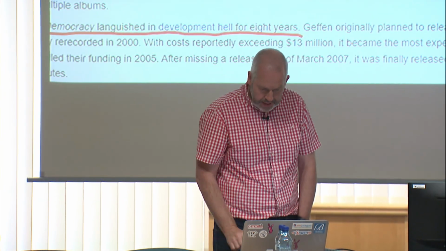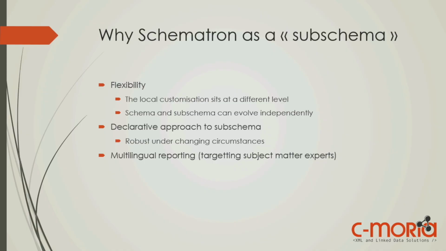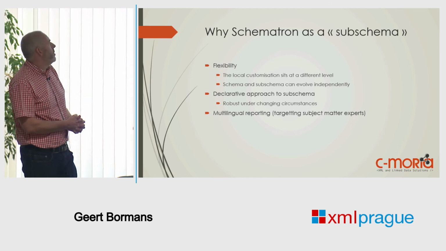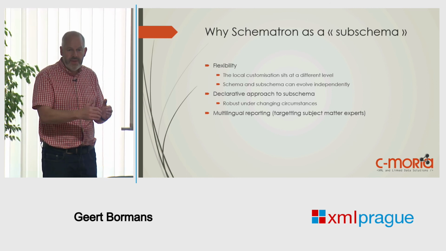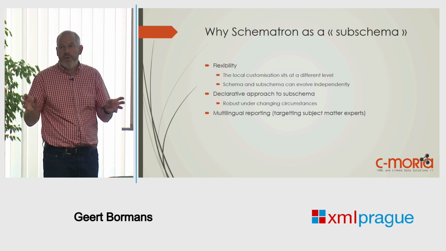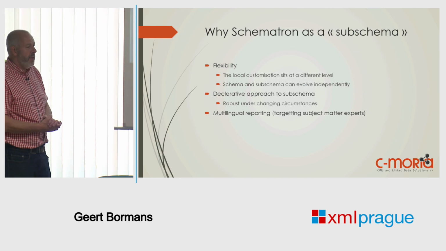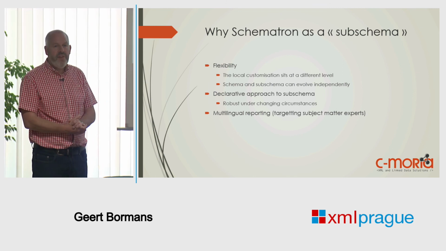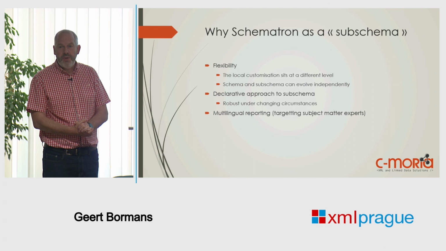Last slide. Why Schematron as a subschema? I'm preaching to the choir now, I think. Flexibility. We found that the declarative nature allowed us to make changes and still keep things robust. I basically wanted to separate the fact that there is an OASIS standard, and we're doing a customization of that standard, and we wanted to keep that in 2 different layers so they can evolve and we can evolve without having to think too much about what the others are doing. And multilingual: Switzerland, we're publishing in 5 languages, and the authors at least speak 3 languages. So it's a feature of Schematron that's going to help us a lot.